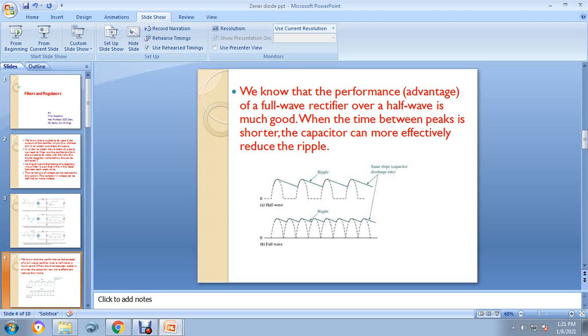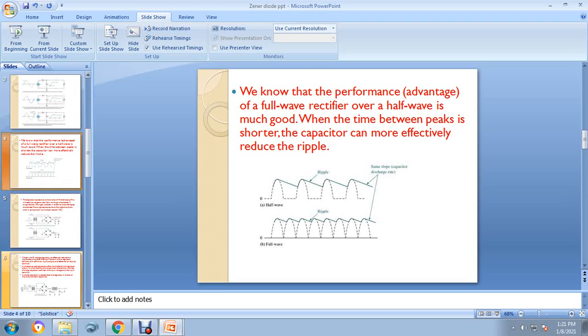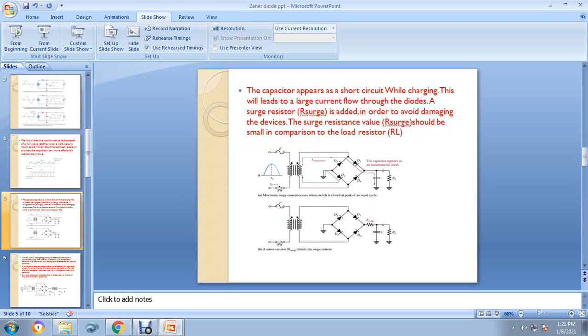Okay, now we are having one doubt. The capacitor here appears as a short circuit while charging. This leads to a large current flow through the diodes. Now, this I have taken with respect to a bridge rectifier. Either for a half wave rectifier or a full wave rectifier, as the capacitor acts as a short circuit while charging, a large current would flow through your diodes, and it will damage the device.